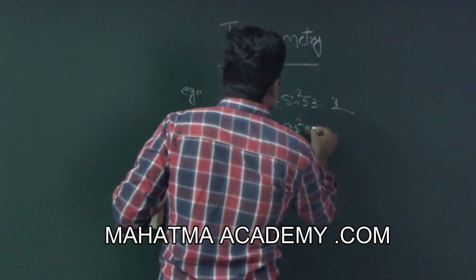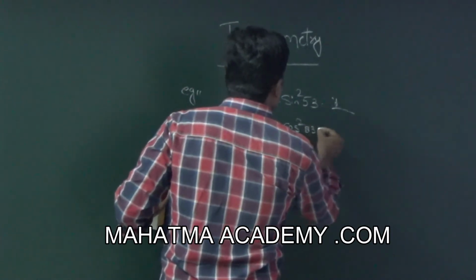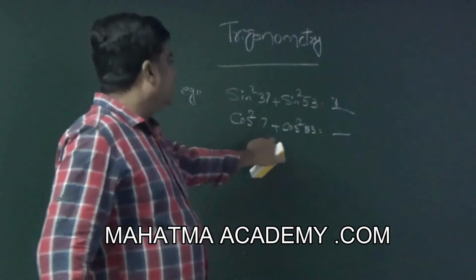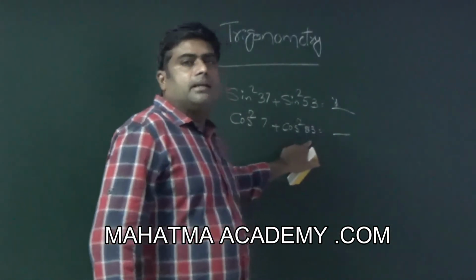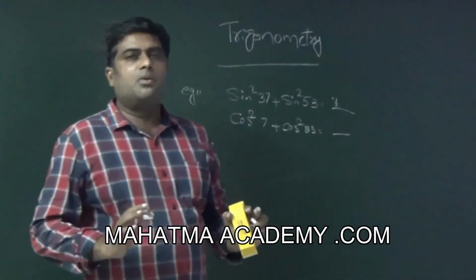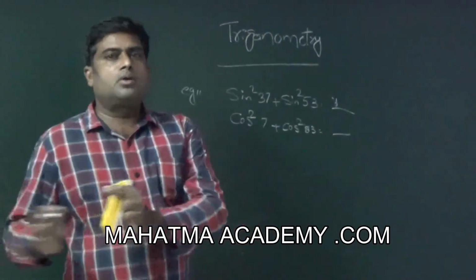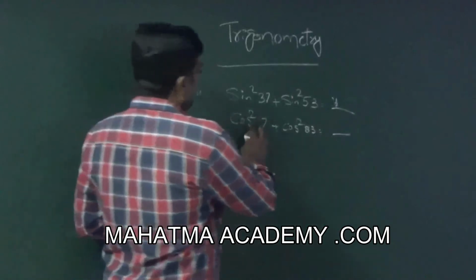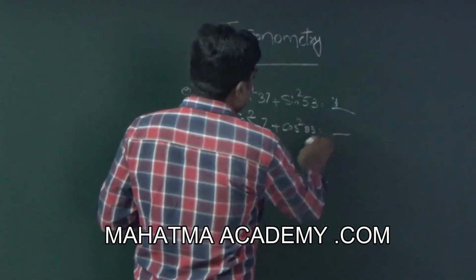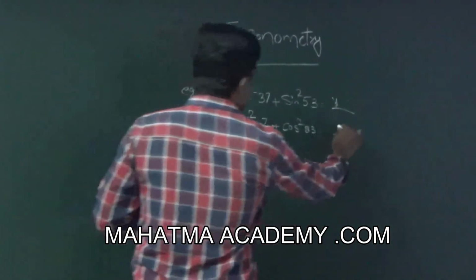Another example: cos square 7 plus cos square 83 equal to what? 7 plus 83 equal to 90. Therefore, if A plus B equal to 90, cos square A plus cos square B equal to 1. So cos square 7 plus cos square 83 equal to 1.